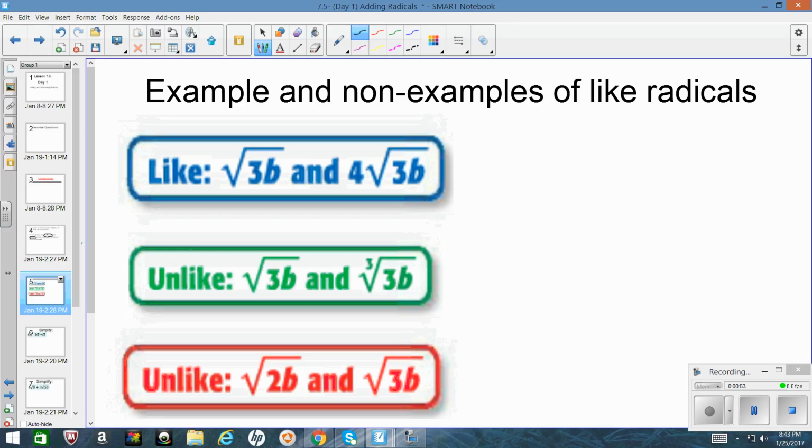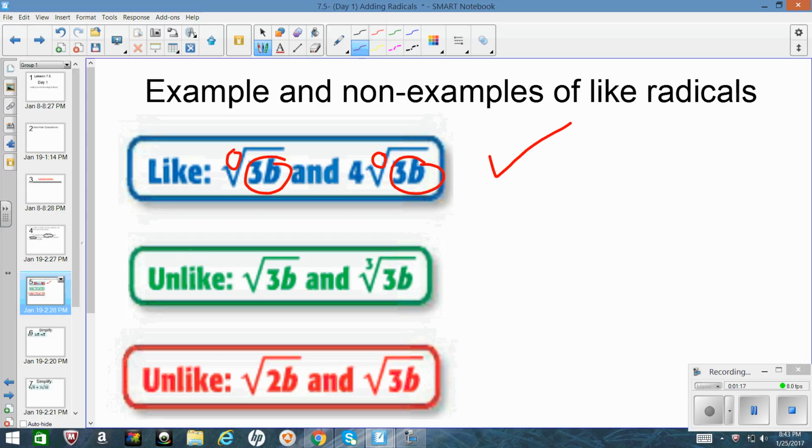If we take a look, remember the index and the radicand have to be the same. In this first example of like terms, they both have an index of 2 because it's unwritten there, and they both have radicands of 3b. That means they're like terms, and this gives us the go-ahead that we can add or subtract.